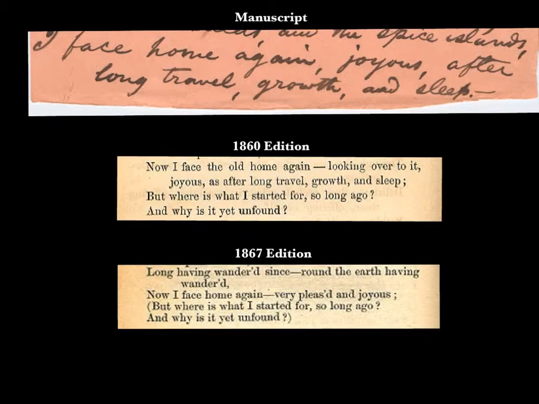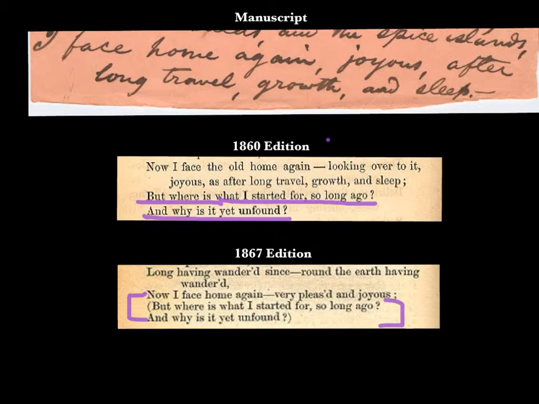Whitman's fear can most obviously be seen in the closing lines of his poem. In the manuscript, Whitman's persona concludes the poem by describing himself as a man who is joyous after long travel, growth, and sleep. The speaker of the manuscript is content with his ventures and claims to have been made better by experience and expedition. In the published editions, however, the image of the contented traveler is diluted by the lines, "But where is what I started for so long ago? And why is it yet unfound?"